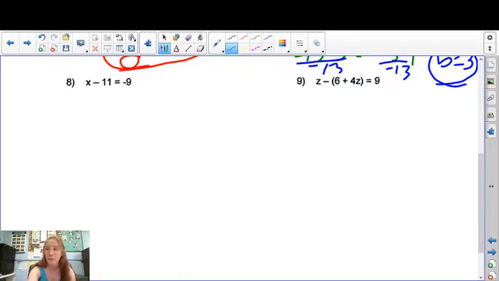We're undoing our order of operations. Right now I have x minus 11, so I'm going to add 11 to both sides. Those are gone, so I'm left with x is equal to negative 9 plus 11, which gives me a positive 2.